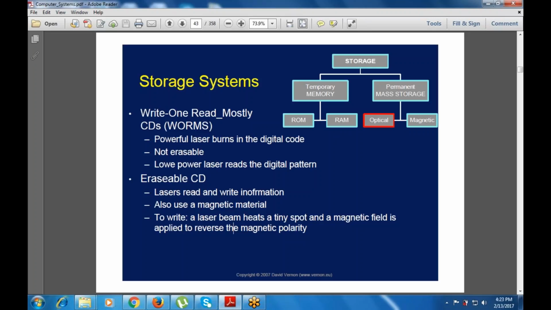The next one is erasable CDs. The laser reads and writes the information. They also use a magnetic material. To write, a laser beam hits a tiny spot and a magnetic field is applied to reverse the magnetic polarity.